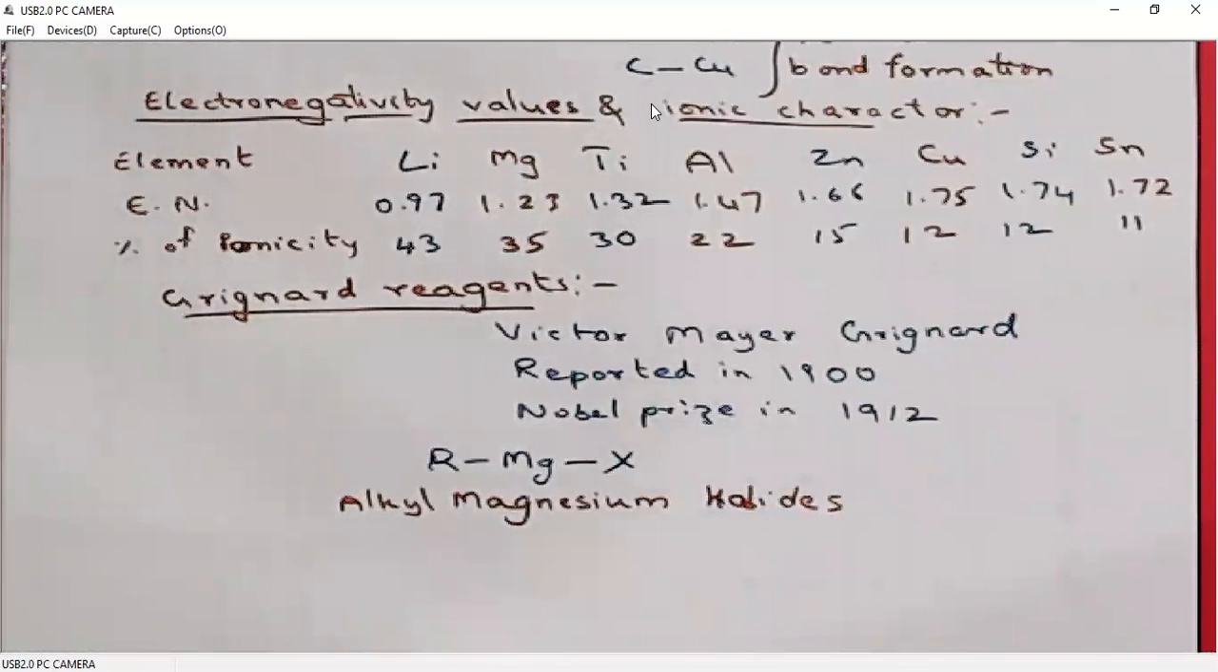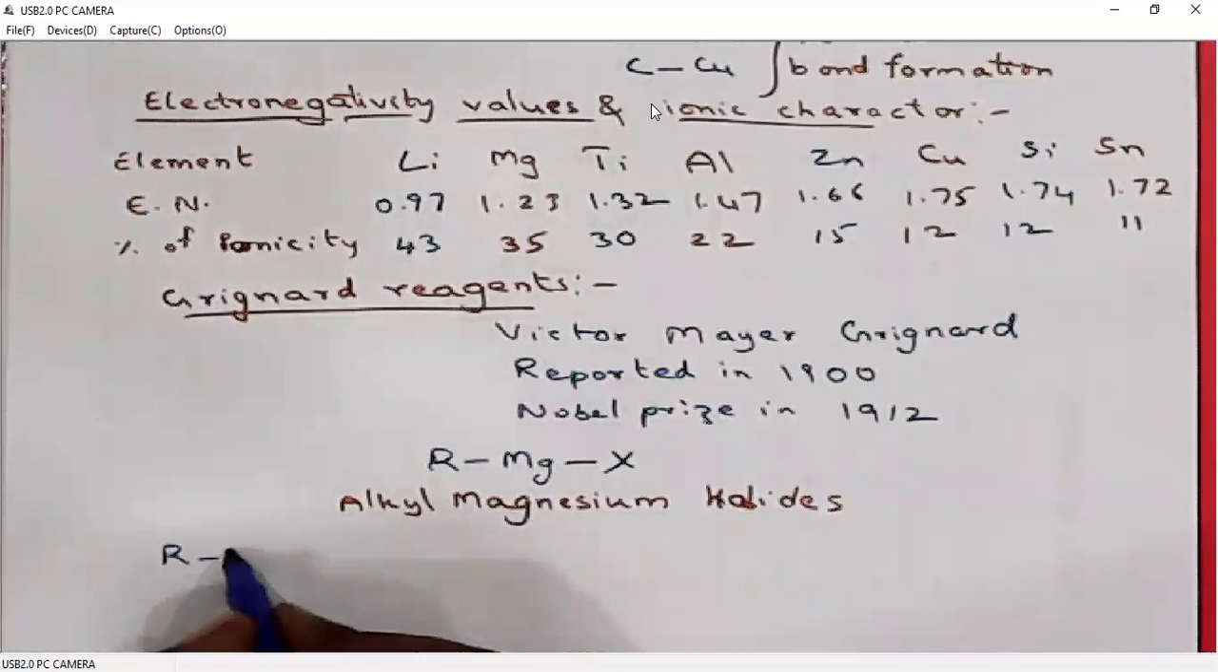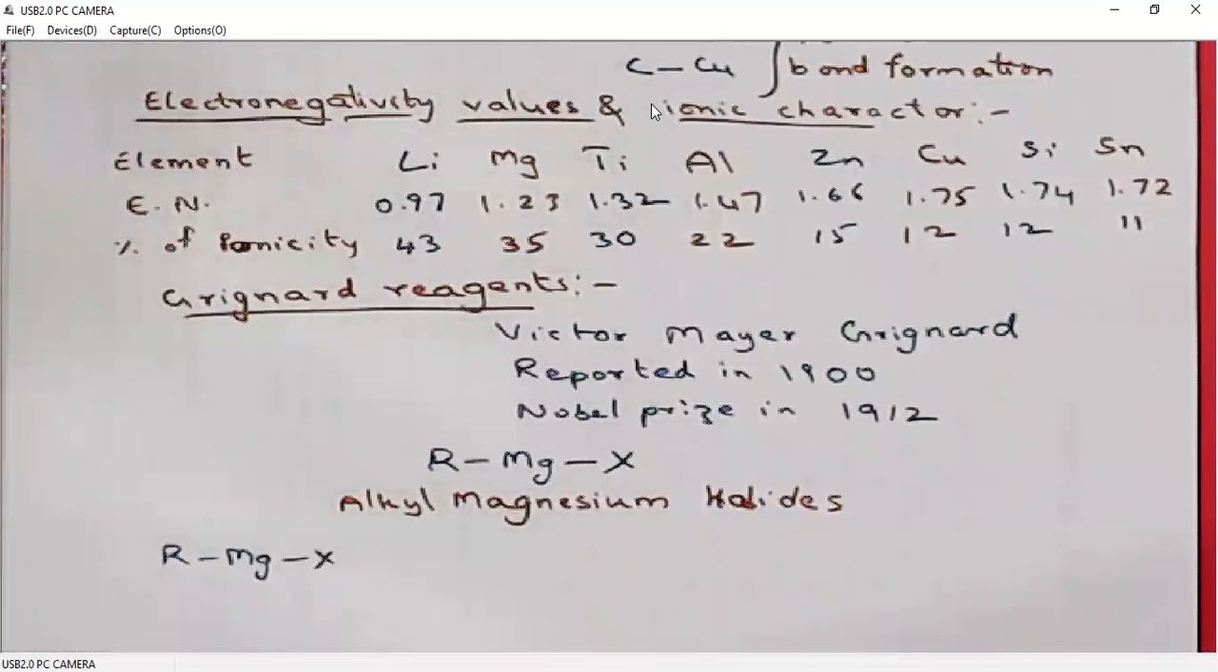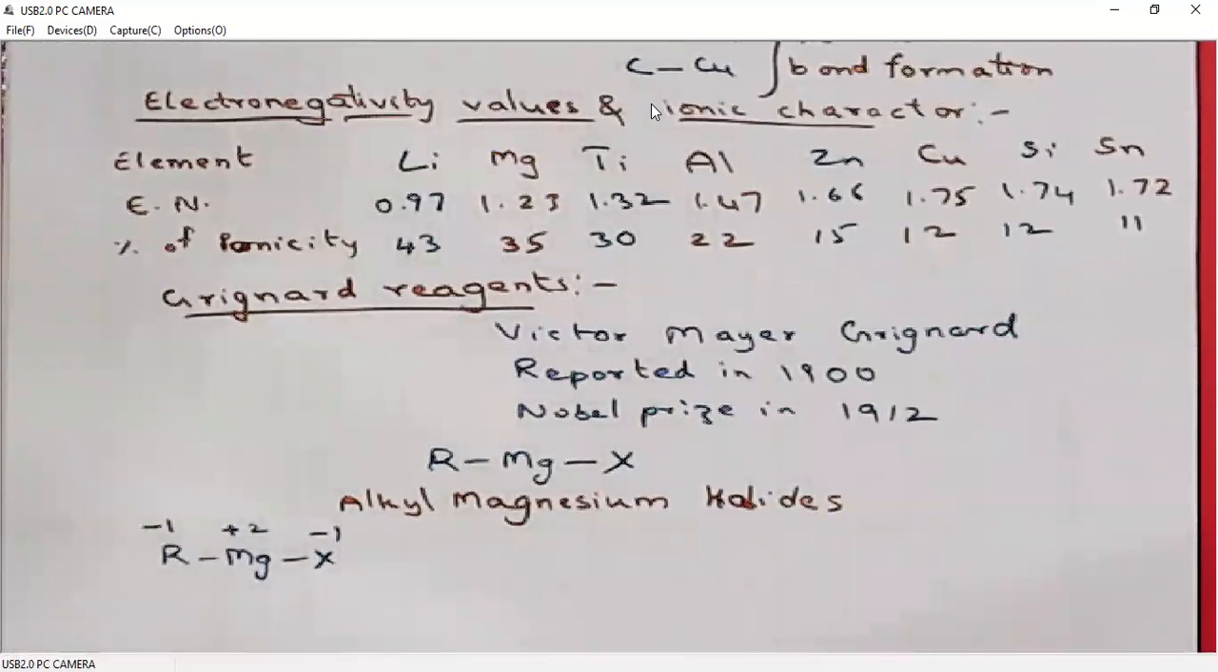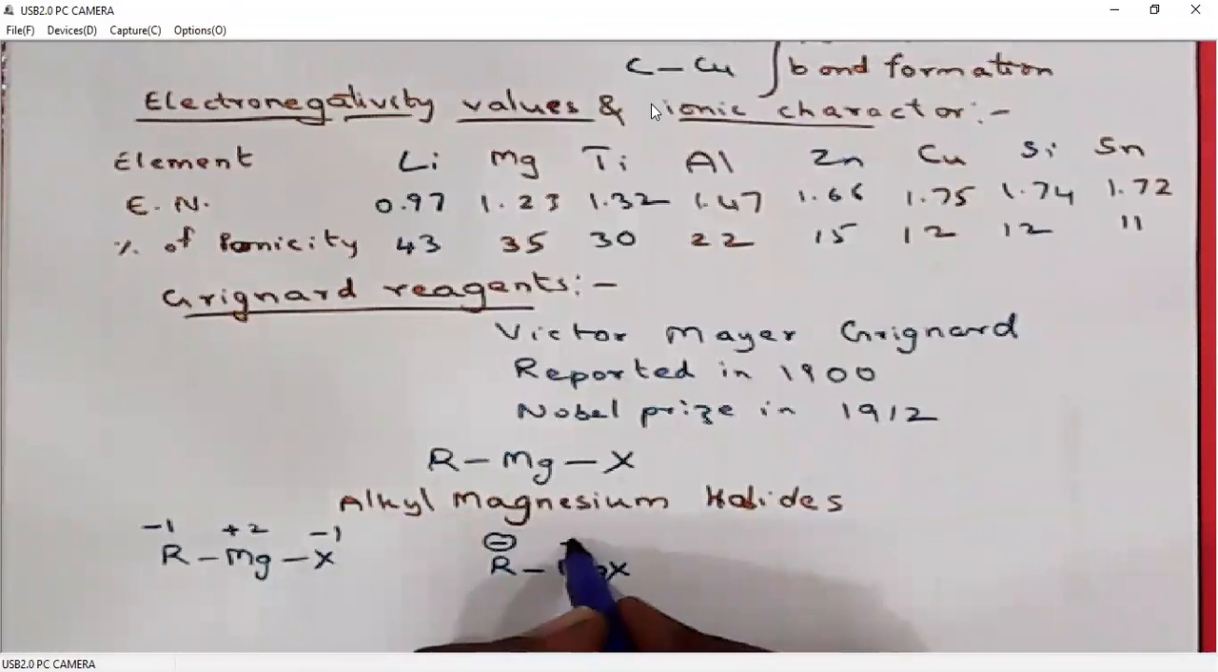When we look at the ionic nature of Grignard reagents, generally magnesium, a second group cation, will have a +2 charge. Halogens will have a -1 charge. So altogether, because these are neutral, the alkyl group will have a -1 charge. So in a Grignard reagent, the alkyl group has a -1 charge, magnesium +2, halogen -1. Or we can simply say R-Mg-X as minus and plus.